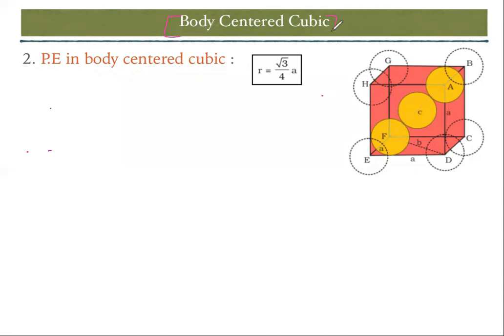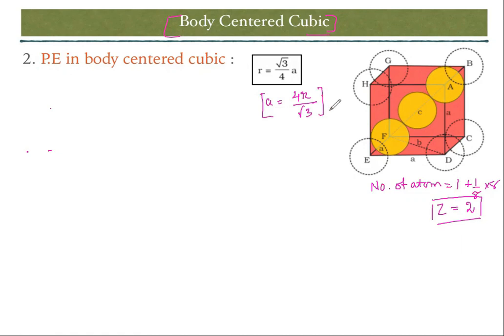In the body-centered unit cell, as we already discussed, one complete atom is present at the body. So we can easily calculate the number of atoms: at the body it is 1, plus corners, 1/8 into 8. So the total number of atoms present is 2. So Z, the total number of atoms, is equal to 2. The relation between edge length and radius is root 3 by 4 a, or you can also say that a is equal to 4r divided by root 3. Now let us derive this: a is equal to 4r by root 3.